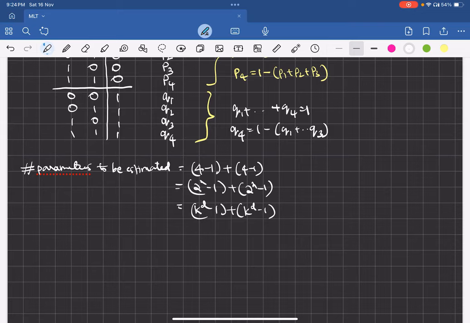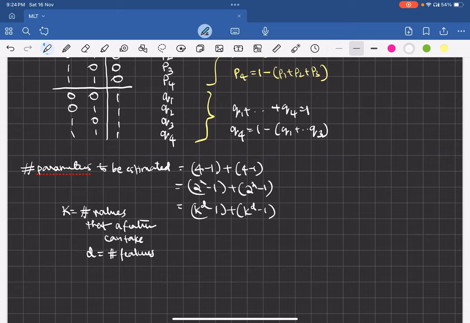What is k? K is the number of values that a feature can take, and d is the number of features.